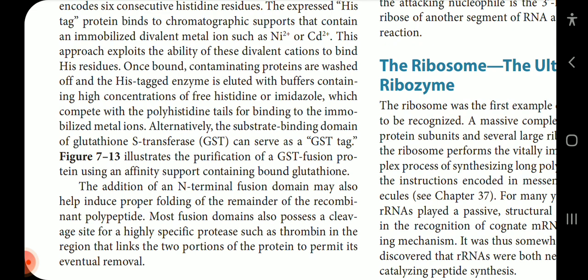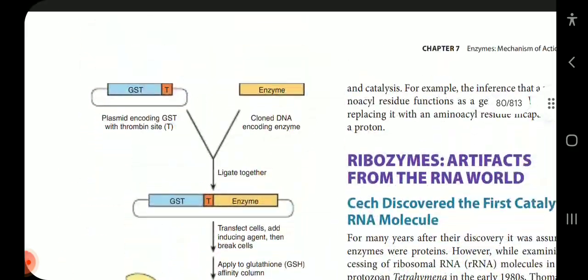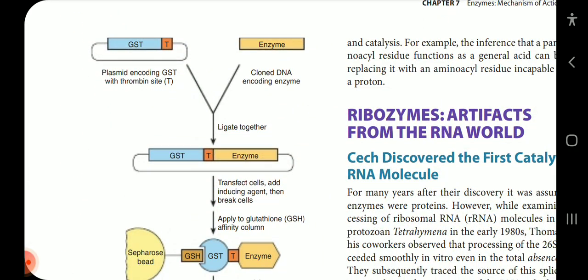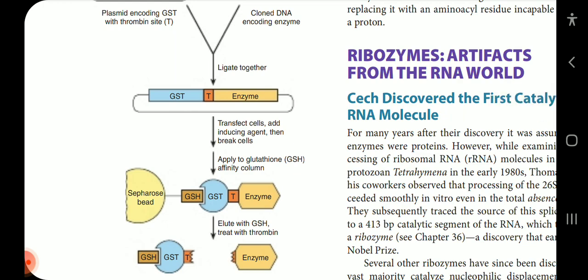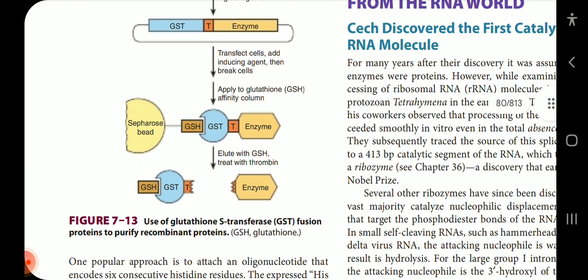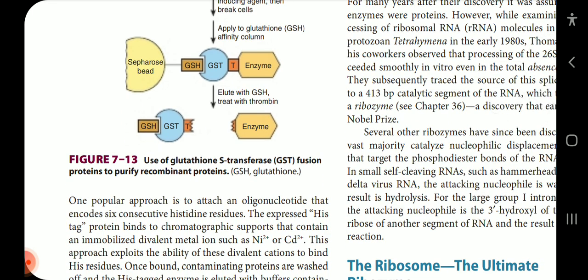This figure illustrates the purification of a GST fusion protein using an affinity support containing bound glutathione. See, here is GST and here is the enzyme. This plasmid contains the gene encoding GST and here is the cloned DNA encoding the enzyme. They are ligated together and transfected into cells, an inducing agent is added, and then the cells are broken. The lysate is applied to a glutathione (GSH) affinity column with Sepharose beads, then eluted with GSH and treated with thrombin. The GSH-GST complex and the enzyme are separated. This is the use of glutathione S-transferase fusion to proteins to purify recombinant proteins.